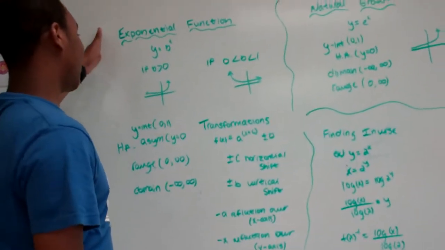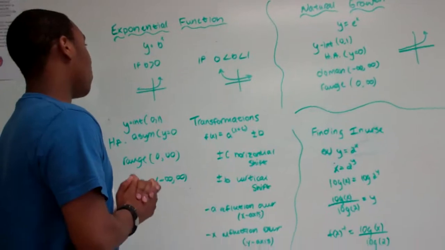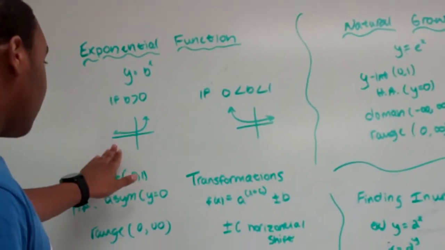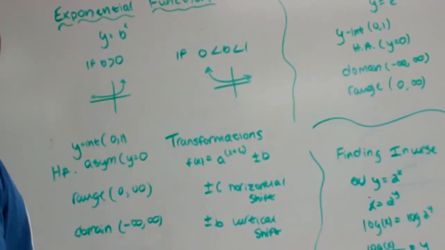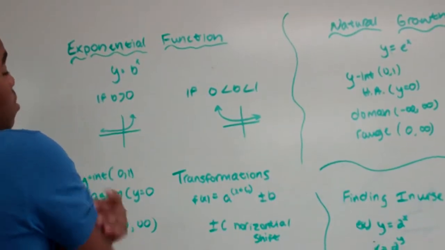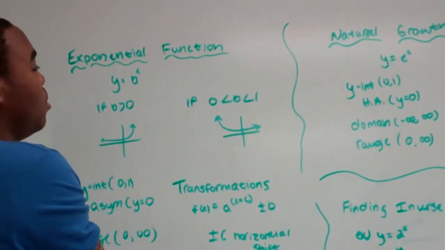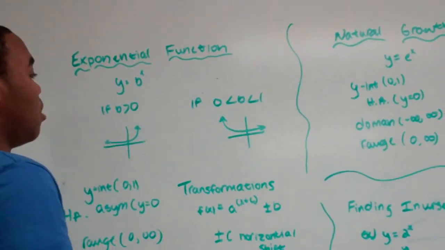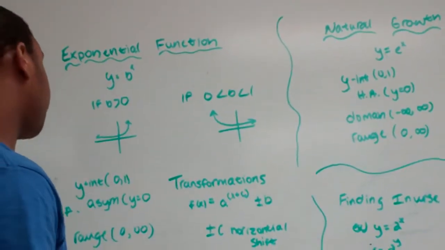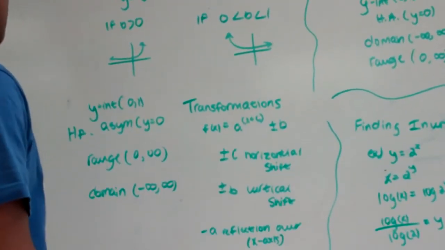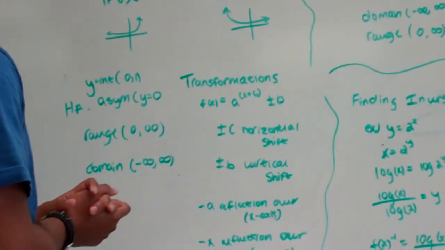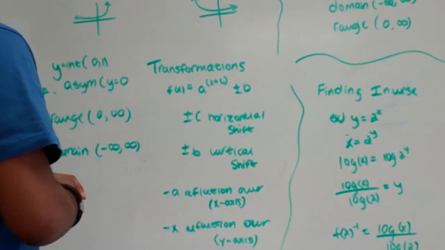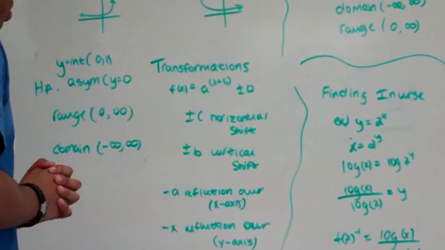So beginning with exponential functions, our standard equation is y equals b to the x. If b is greater than 1, you will have a graph that goes up, and if b is greater than 0 but less than 1, you'll have a graph that opens like this. Your y-intercept with the standard equation is (0, 1). You have a horizontal asymptote of y equals 0. You have a range from 0 to infinity and a domain of negative infinity to infinity.